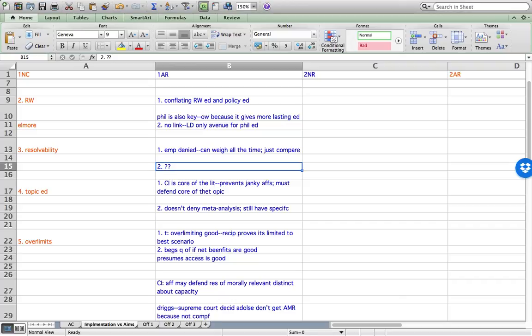Cool. The next argument is topic lit. I think your argument, your number two, that it doesn't deny meta-analyses, I would say my half proves. I'm literally citing empirical evidence from the topic literature. Right? We do that in the app. So making an argument that my half disproves would be pretty useful. Does that make sense?